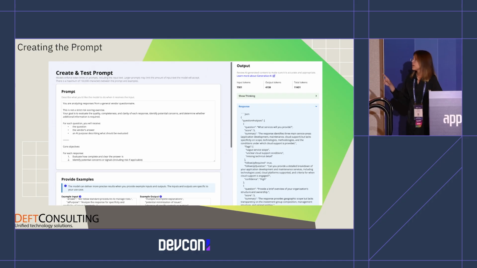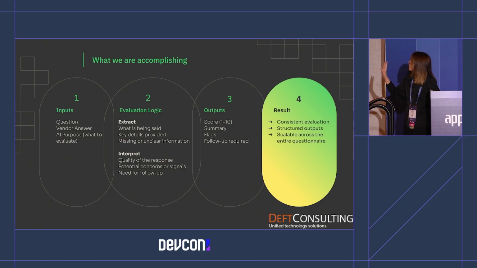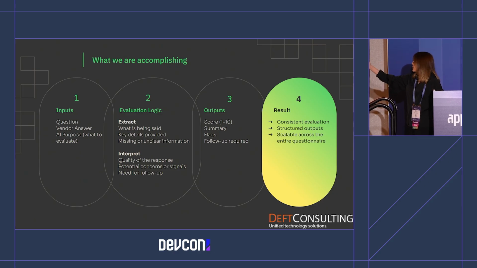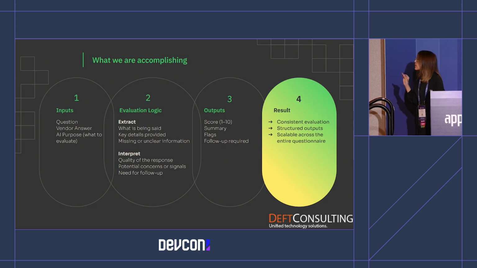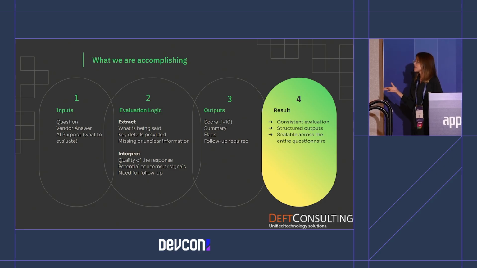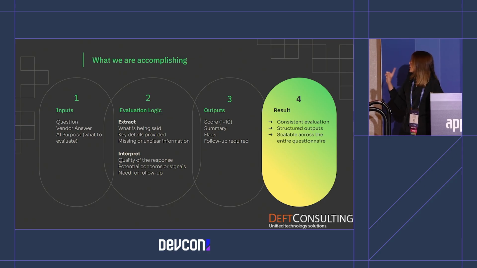So to look at this better, we can see in this graph, we have what are our inputs. First, again, our question, the vendor answer, and this AI purpose, which we added into the managed questions interface. And then we go into the evaluation logic, which is where I want to go back to that first point that I mentioned, where AI skills are very flexible. Because we're telling it to do two things.